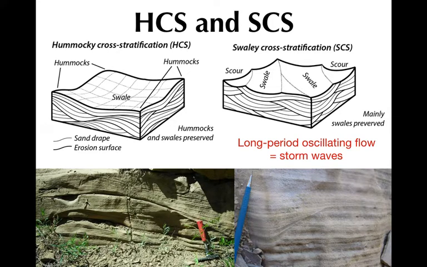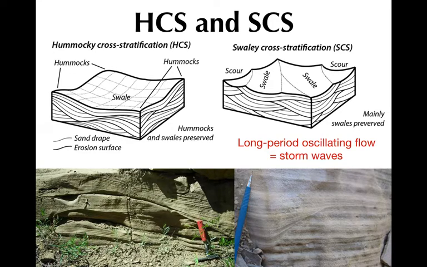One last form of cross-stratification that deserves mention are these two, HCS and SCS. These are abbreviations for hummocky cross-stratification and swaley cross-stratification. These are two different forms of the same thing, and essentially HCS and SCS are good indications of long period oscillating flow. In other words, very large waves that produce an oscillation over a fairly long period of time. By fairly long, I mean tens of minutes maybe, or a few minutes.